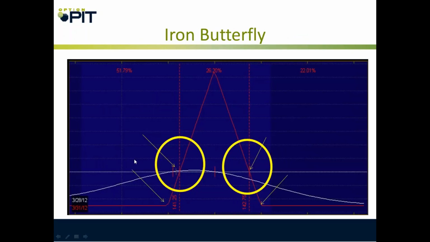So this is what an iron butterfly might look like. Old picture, but who cares? You can see it's got a max loss, which is at the wings, and then somewhere between where the at-the-money strike price is and where the wings are, tends to be a break-even point. Pretty simple.